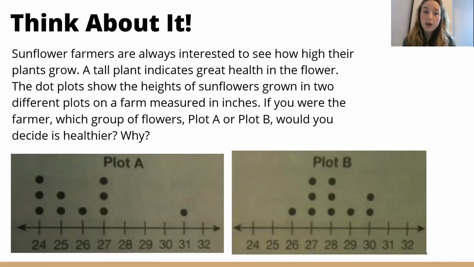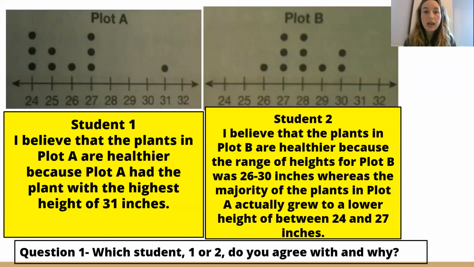If you were the farmer, which group of flowers, plot A or plot B, would you decide is healthier and why? Take a second to just look over those dot plots. And now we're going to look at 2 different student responses, okay? I'm going to read them out loud, and then you're going to have the chance to evaluate which one you agree with. First, make sure you're just listening to me reading each of the responses.